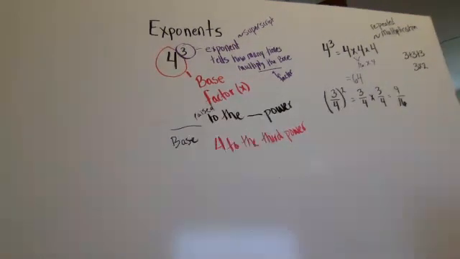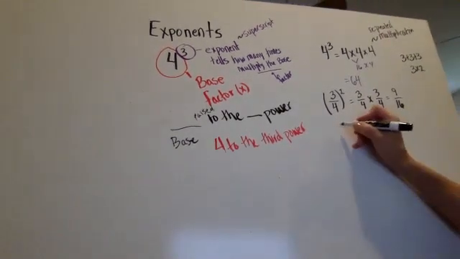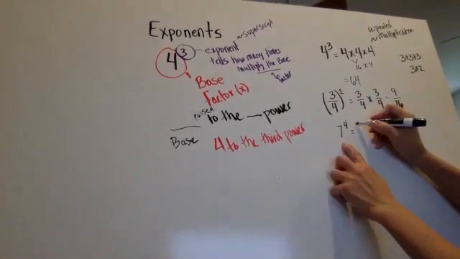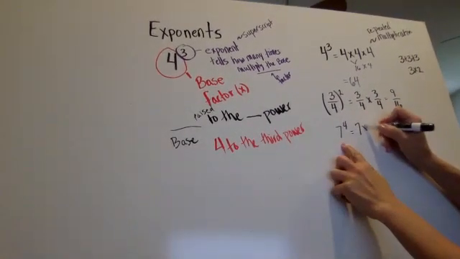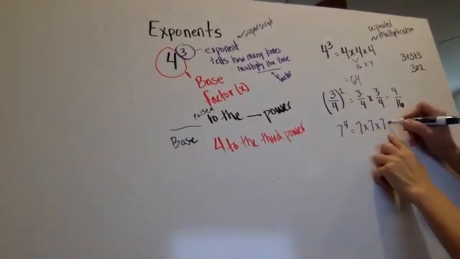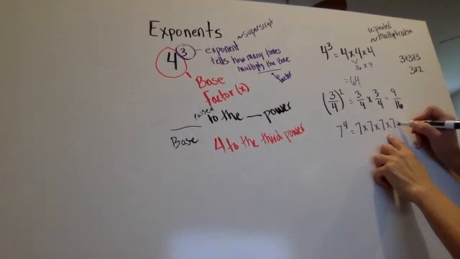I'm trying to find one a little bit trickier. Oh, it wants to know what 7 to the 4th power is. Well, what does that mean? It means that base 7 is multiplied 4 times. And make sure I write it here 4 times. How do I solve for it?